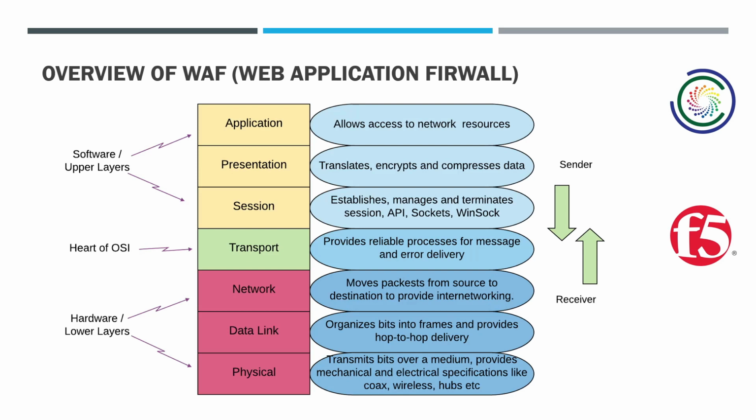So this is the illustration of an OSI model. We can see the application layer, which is the last layer of the OSI model, whereas the network layer resides on layer 3 of the OSI model.